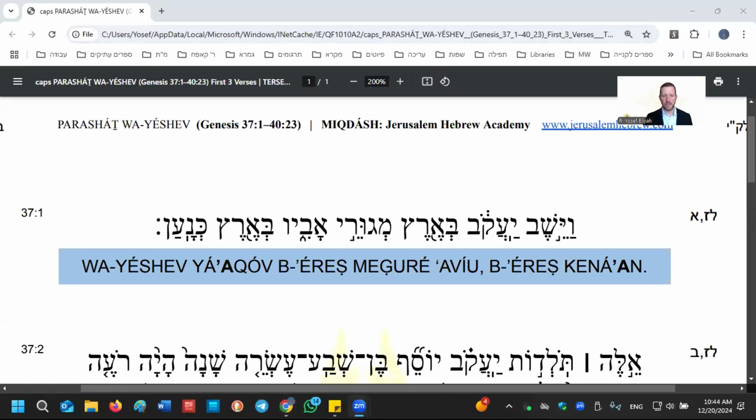This week's Torah portion is parashat Yeshev, Genesis chapter 37, verse 1 through chapter 40, verse 23. We are beginning on Pasuk Harishon, on the first verse, chapter 37, Pasuk Aleph, the first verse. Repeat after me.